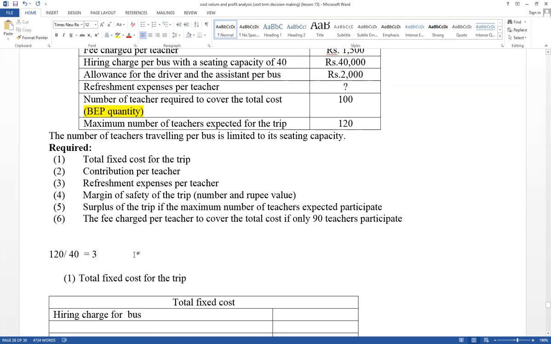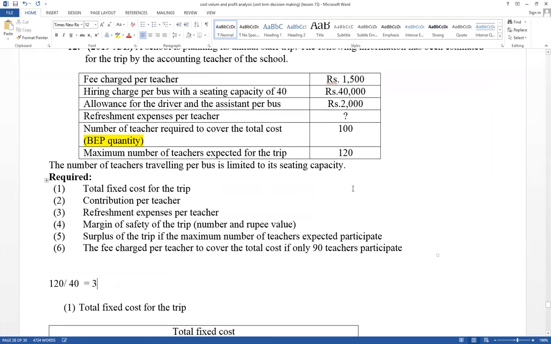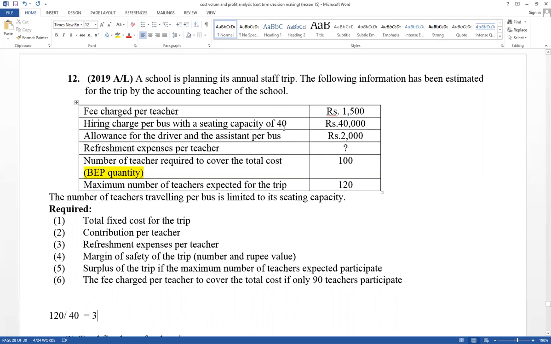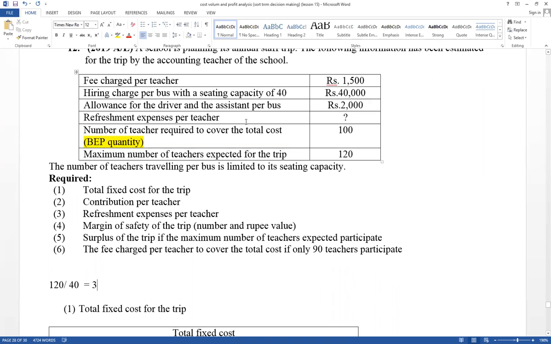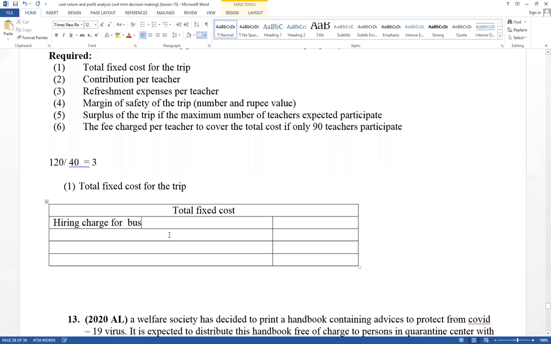3 buses are required for the trip. The capacity per bus is 40. Number of teachers expected to participate is 120. Therefore, we have to arrange 3 buses. And given per bus 40,000. Therefore, hiring charges are 40,000 per bus, and 3 buses are required. This is the hiring charges for buses. If it is a fixed cost, the total value should be calculated. Think how many buses are required.